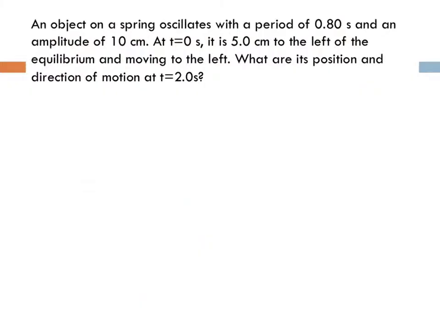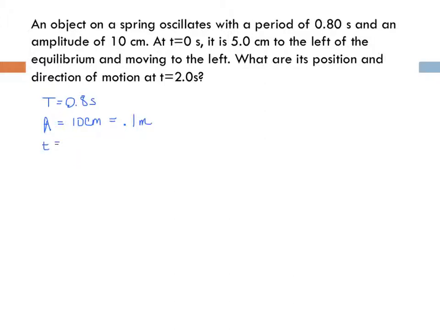In this example, we have an object on a spring that oscillates with a period of 0.8 seconds and an amplitude of 10 centimeters. At t is equal to 0 seconds, it is 5 centimeters to the left of the equilibrium and moving to the left. What are its position and direction of motion at t is equal to 2.0? Now, first off, we need a label of our information. We know that the period, which is capital T, is actually 0.8 seconds. The amplitude, A, is 10 centimeters. And we can convert this to 0.1 meters.